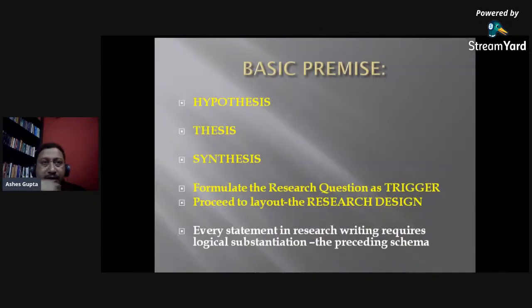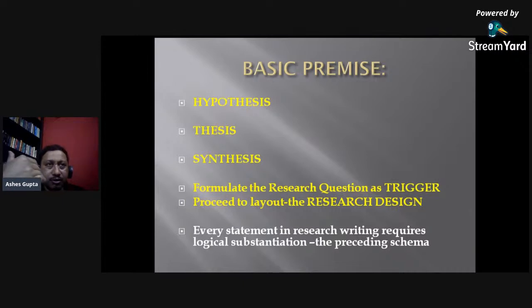Now, what is the basic premise of research writing? I have tried to keep this as simple as possible. The basic premise of research writing is triangulation: hypothesis, thesis, synthesis. What is hypothesis? You make a statement after gathering or collecting primary data. You make a statement. That statement is your hypothesis. Generally, it's your research question or your research statement.